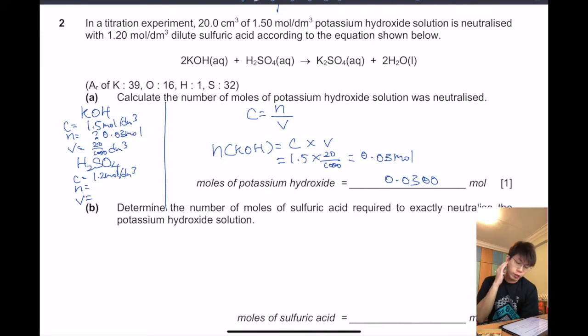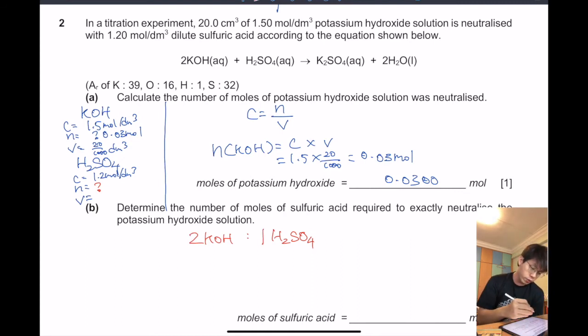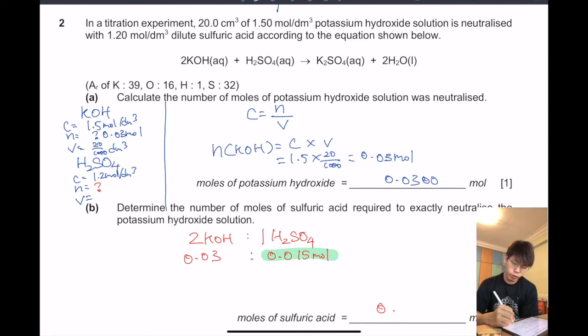Determine the number of moles of sulfuric acid required. So now I'm going to look at the next one. I'm going to write in red. How do I find the number of moles? Using mole ratio. I'm given KOH is to H2SO4. What's the ratio between KOH and H2SO4? 2:1. So KOH is 0.03, so H2SO4 must divide by 2, 0.015 moles. And that's the answer. You must show the working or no marks. Okay, remember, show the working. 0.015.